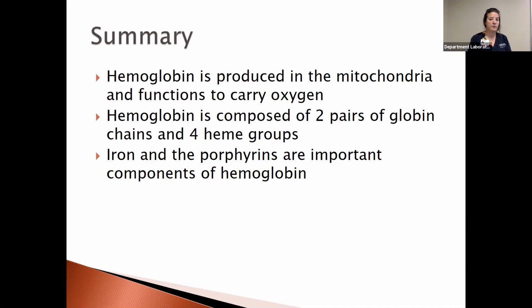And hemoglobin is composed of 2 pairs of globin chains and 4 heme groups. All right, so you have a total of 4 globin chains. An alpha and a non-alpha will bind together to form 1 pair, and then you have another alpha and non-alpha that makes another pair. So each hemoglobin molecule has 2 pairs, right, for a total of 4 chains.